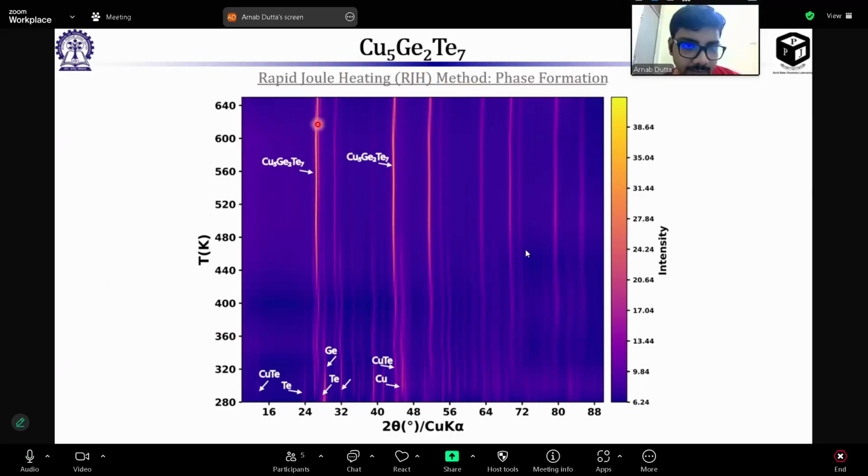Yes, still some shifting is present here, but this is also coming from the instrument. So there are some additional peaks in the middle, between 32 and 40. What are they? I see the tellurium peaks, but there are a few more.